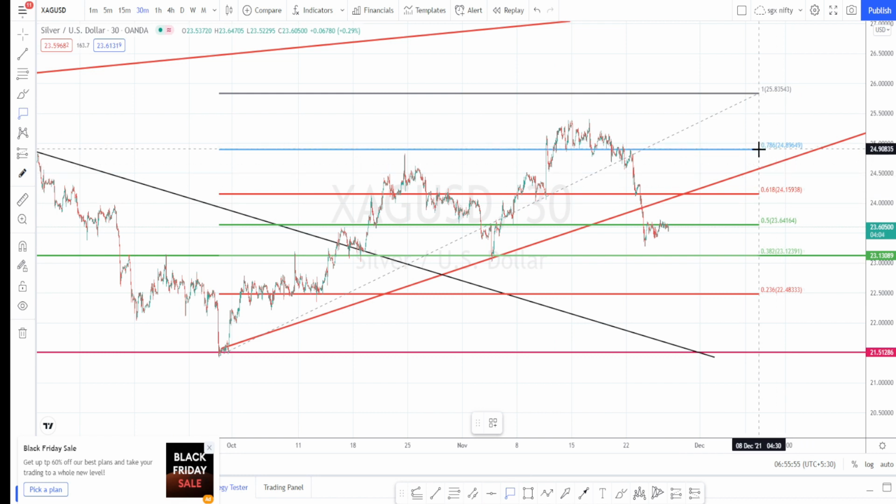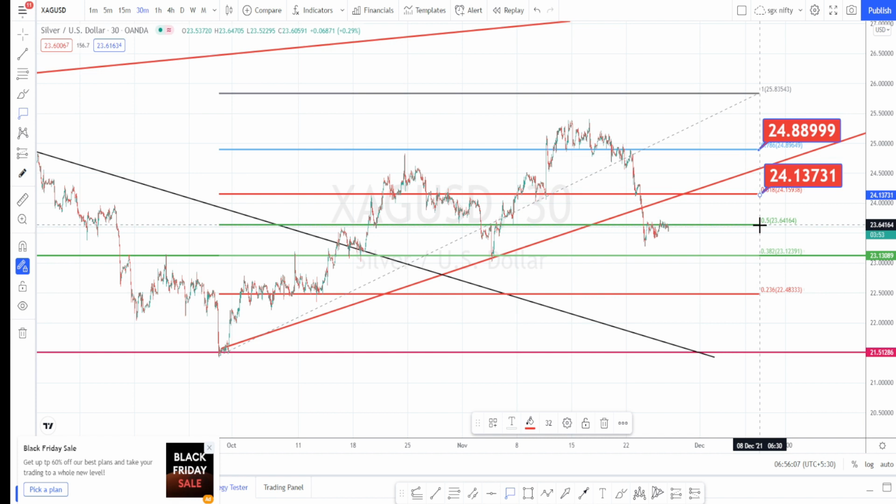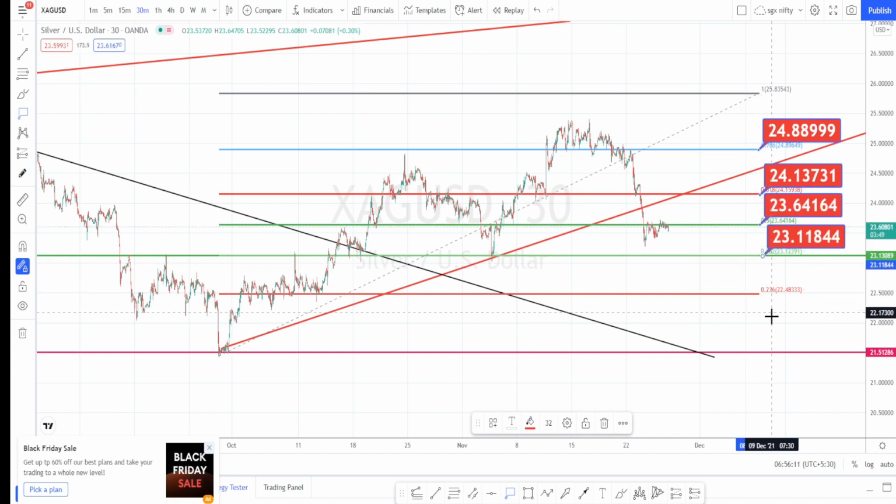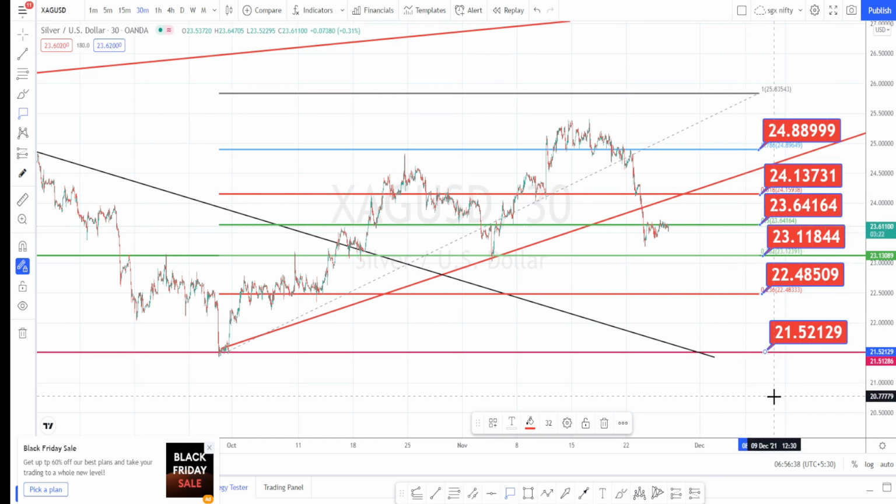So this is going to be the resistance. Next resistance is going to be here. Next resistance, presently also it is acting as a resistance. Next resistance is going to be here, and support is going to be over here, and next level of support is going to be here, which is the bottommost support. So mark these ranges in your chart also and decide your entry and exit based on the support and resistance levels.